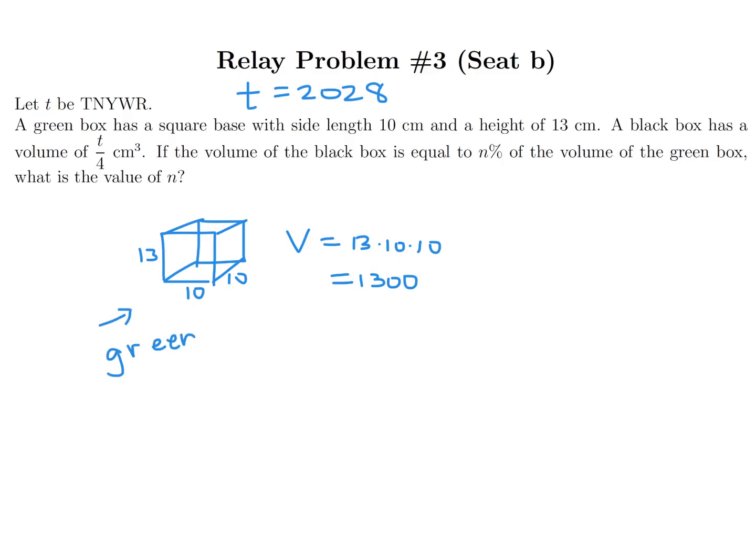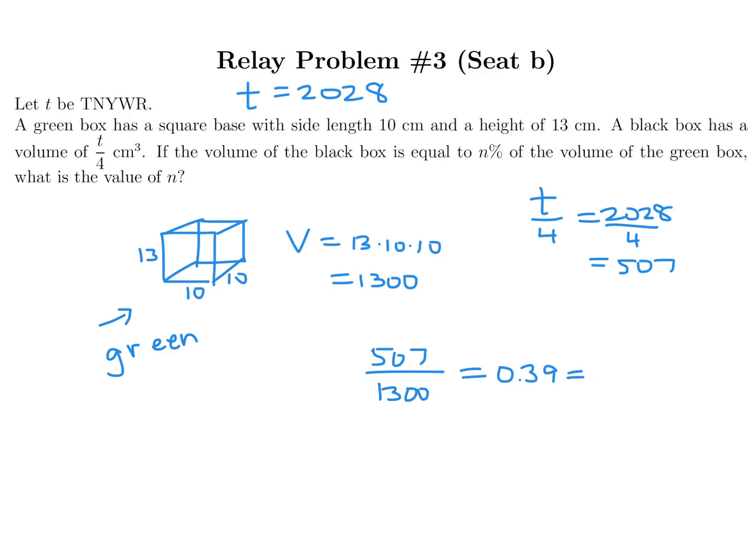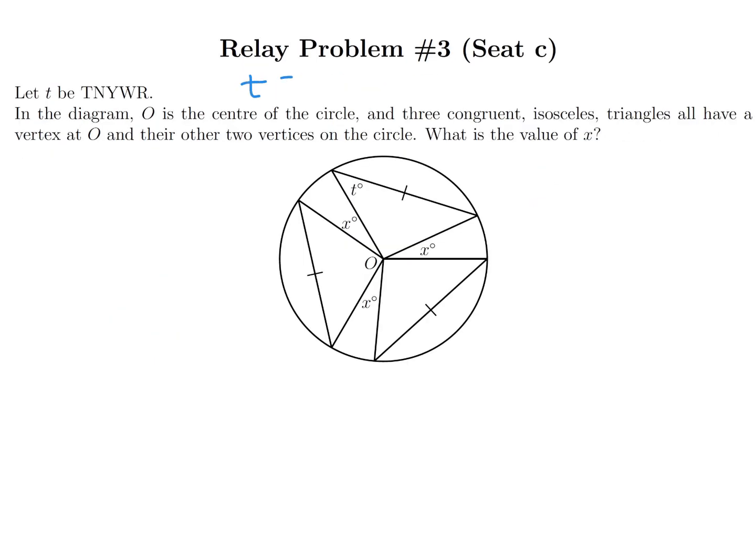And then the black box is t over 4. Well, t is 2028, over 4, so I believe that's 507. So all they're asking is what is the ratio 507 to 1300, and that's 0.39, which is 39%. So n is 39. T is 39.